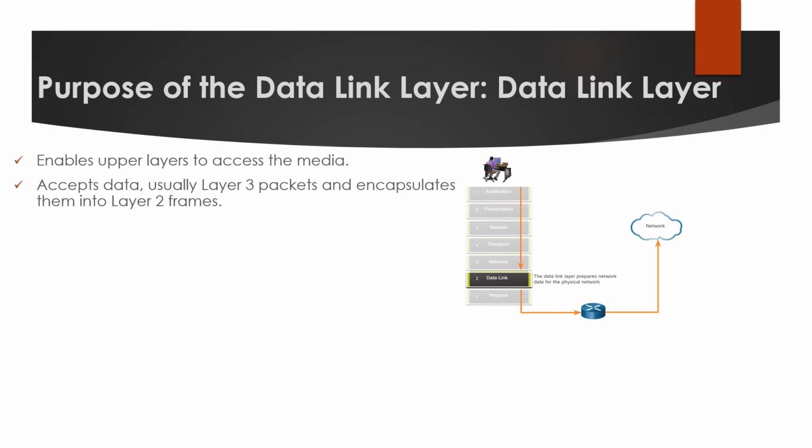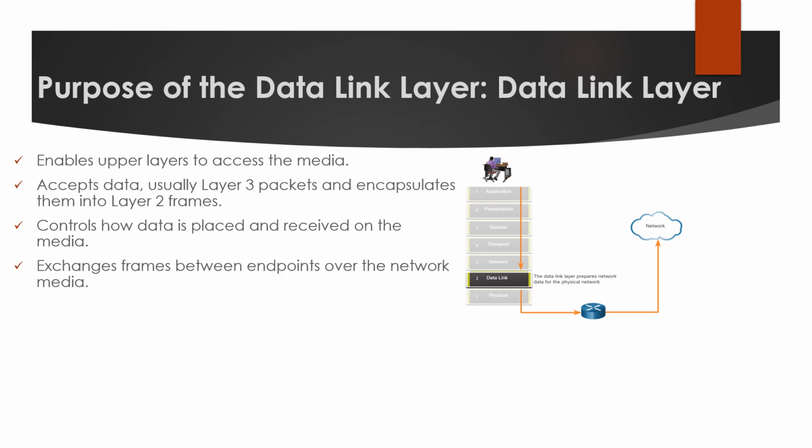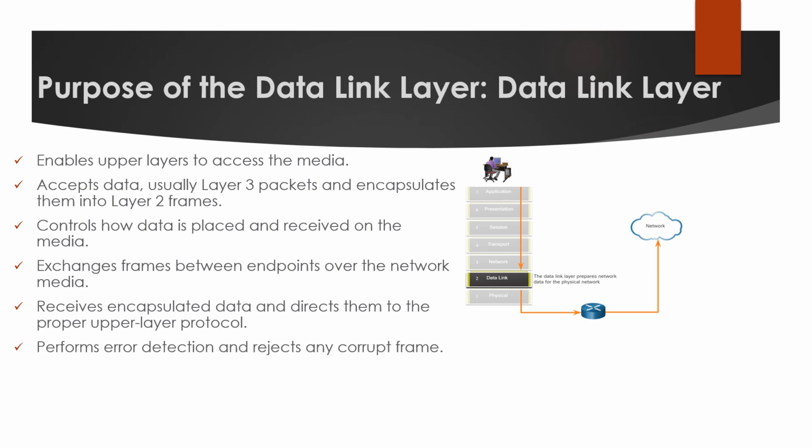It will accept data, usually layer 3 packets, IPv4 or IPv6, and encapsulate them into layer 2 frames. It will control how data is placed and received on media. It will exchange frames between endpoints over the network media. It will receive encapsulated data, usually layer 3 packets, and direct them to the proper upper layer protocols. And it will perform error detection and reject any corrupt frames.